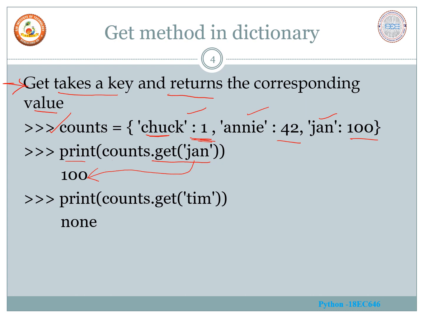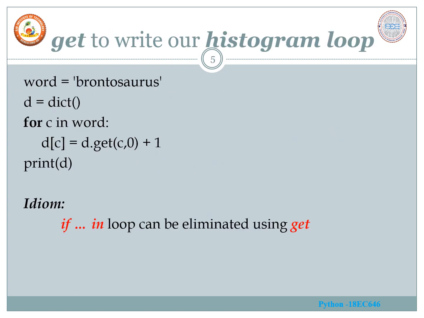Similarly, if we give any other word apart from the dictionary keys, it will return a value called None. So we can use get to write our histogram loop more concisely, because when we use the get method, it automatically handles the case where the key is not in the dictionary, and we can reduce the number of lines, or reduce 4 lines down to 1 and eliminate the if statement. So how do we use the get method to write our histogram loop?